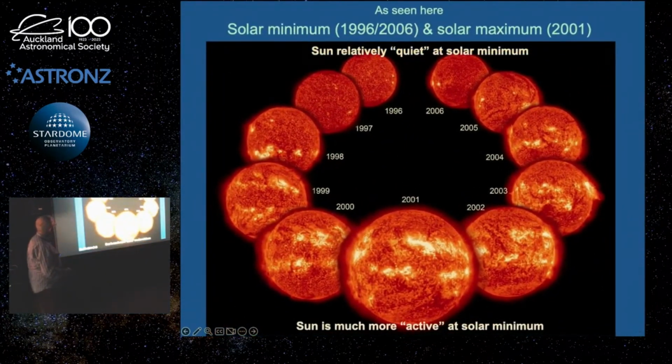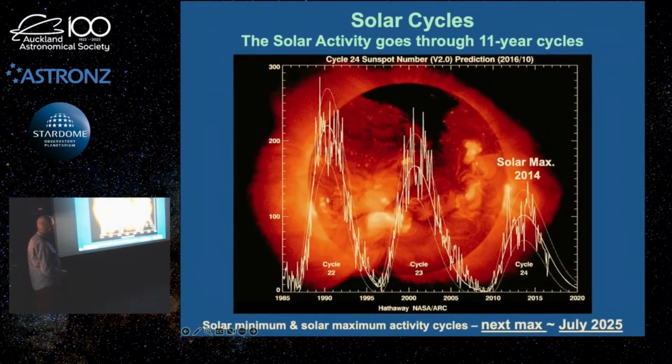This diagram shows a nice image of the sun year by year, from 1996, when the sun was relatively quiet at solar minimum, through to solar maximum in 2001, and you'll see how you're getting more and larger sunspots and groups with solar activity. This is really solar activity, which reflects as sunspots, but you can see it's much more active at solar maximum.